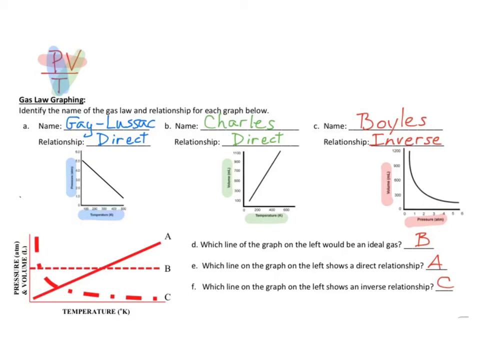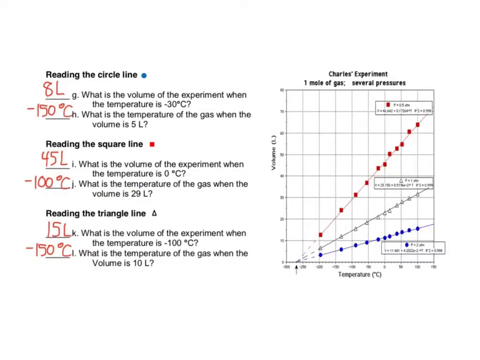When looking at the graph of an ideal gas, we see a horizontal line. Straight lines represent direct relationships, and curved lines inverse relationships. This graph is practice reading graphs.